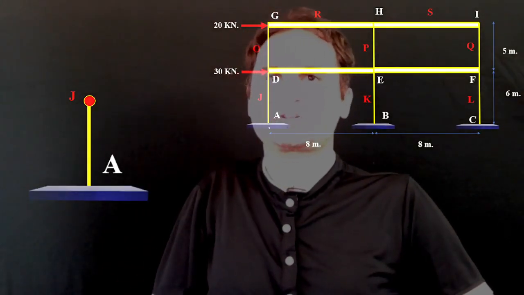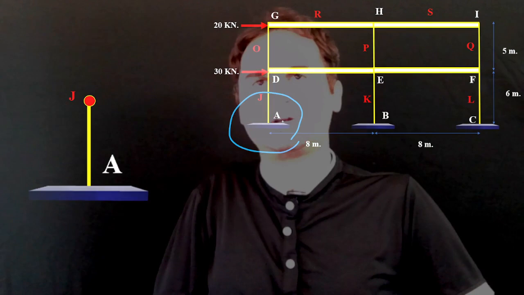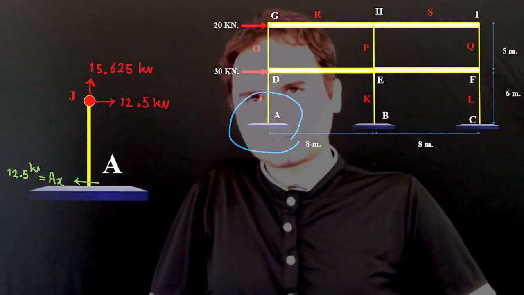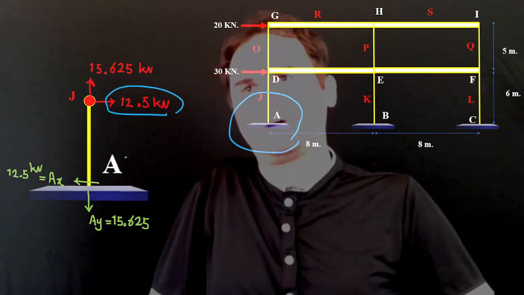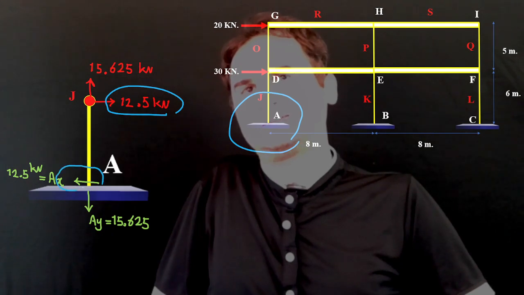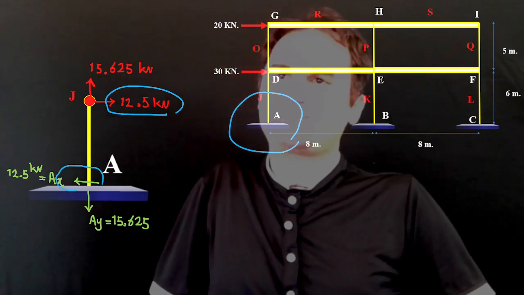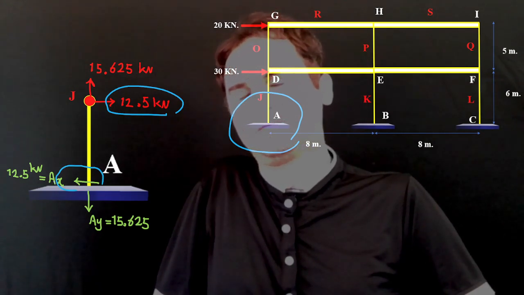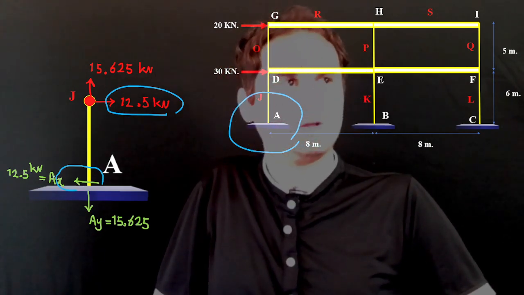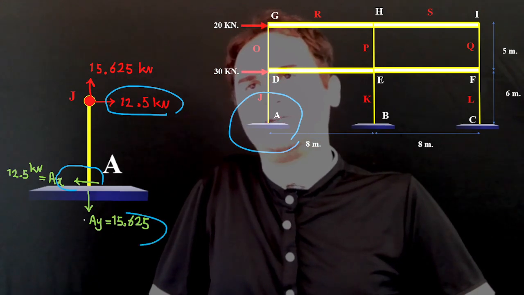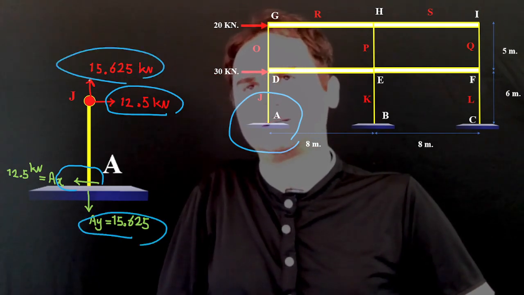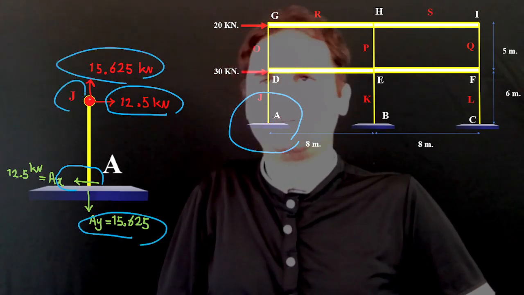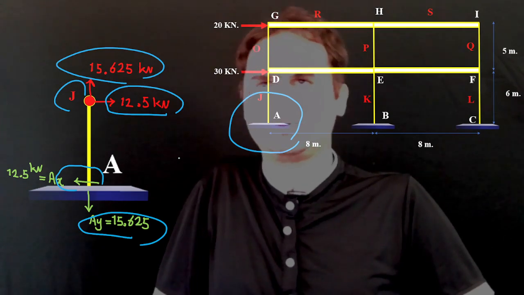And then we just come to this part, A. In J we have 12.5, the same. Ax: all this force should be cancelled out by the horizontal component of support A. Ay we already calculated that one. That's exactly like 15.625, because there is no other force.